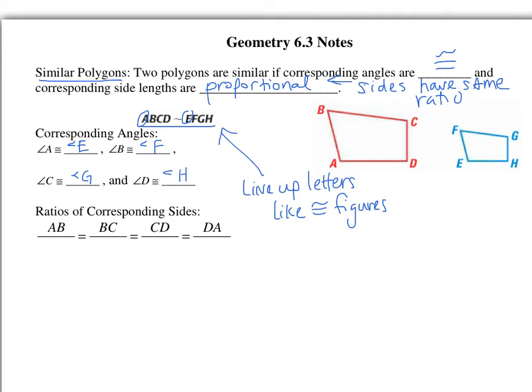For the ratios of the sides, we need to pair up our picture, or if you're looking at it the same way, AB is going to be proportional to EF, because remember we're setting up ratios. BC then would be over FG. CD is proportional to GH, and DA is proportional to HE. So we set up ratios, they're not congruent. Remember that they're going to have the same ratio between them.